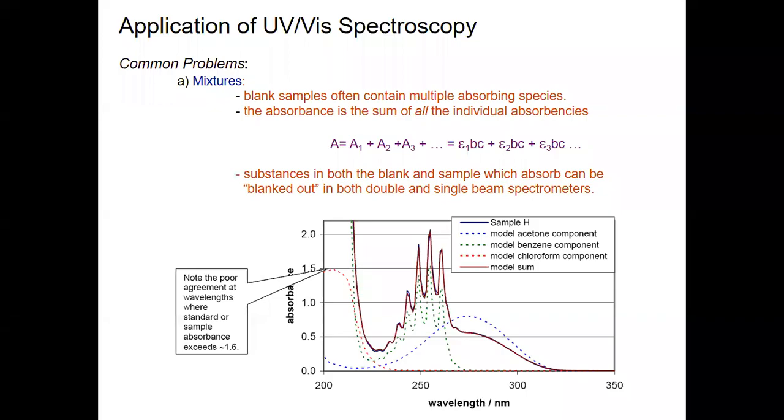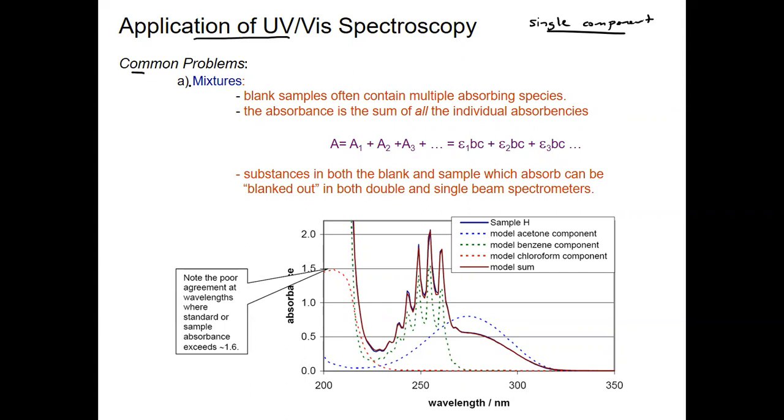Okay, so we will continue about UV-Vis spectroscopy or absorption. So we're going to discuss the application of UV-Vis. UV-Vis is useful if you have, let's say, a single component analysis. But as we all know, most of the samples are made up of different components.